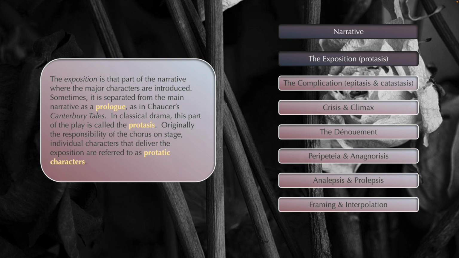Individual characters that deliver the exposition are referred to as protatic characters. So sometimes you'll see the word protasis used instead of exposition, but it means basically the same thing.